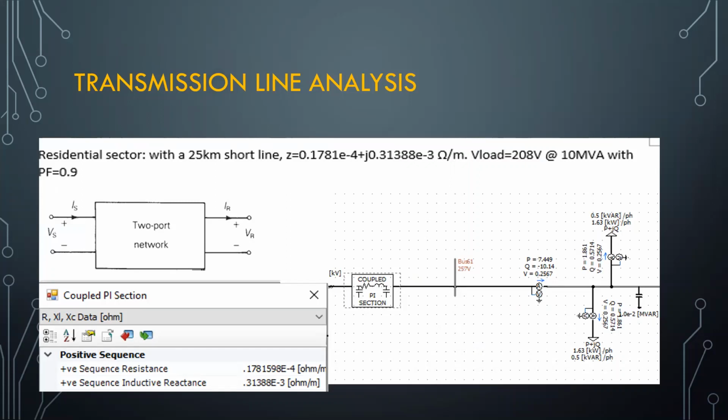The line is observing 208 volts at one of the sectors. And suppose that we want to raise the power factor to 0.9 at 10 MVA for the transformers, which is uniform throughout the system. We're able to find the ABCD parameters and use them to find the source voltage and the source current.